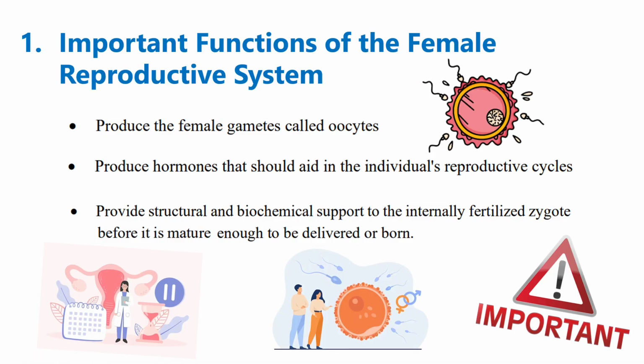Thirdly, it provides structural and biochemical support to the internally fertilized zygote before it is mature enough to be delivered or born. In other words, there is a need to support and nurture the egg cell before it is developed into a baby. So that would be the function of the female reproductive system.